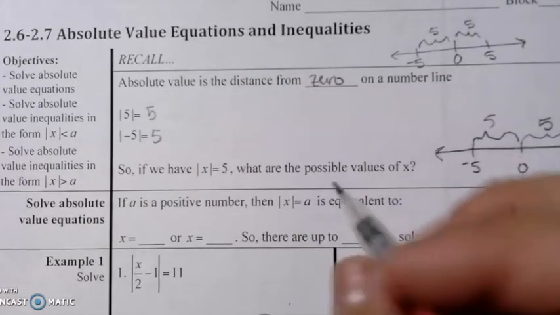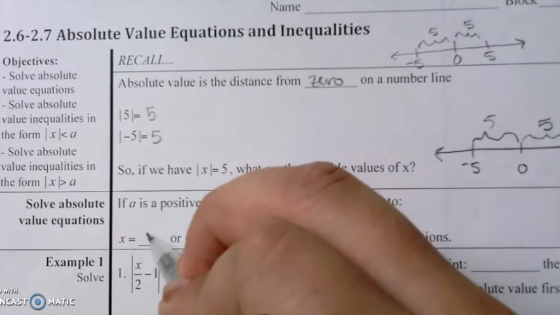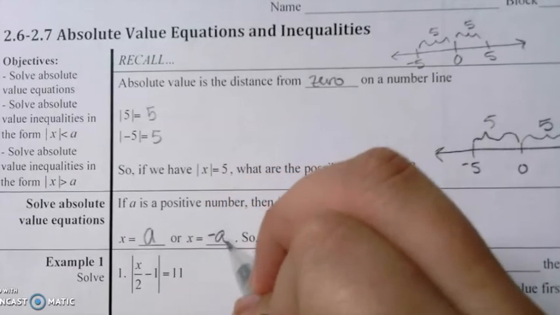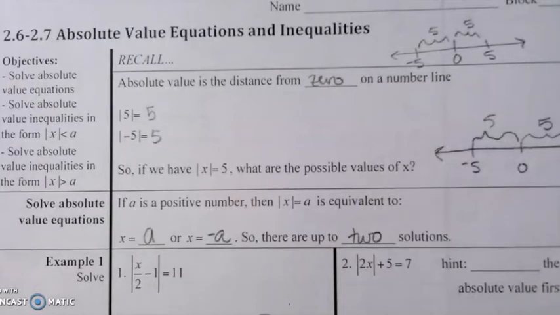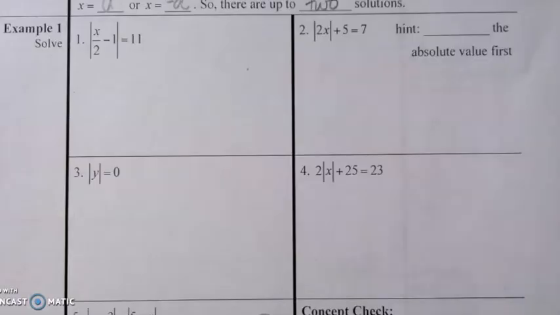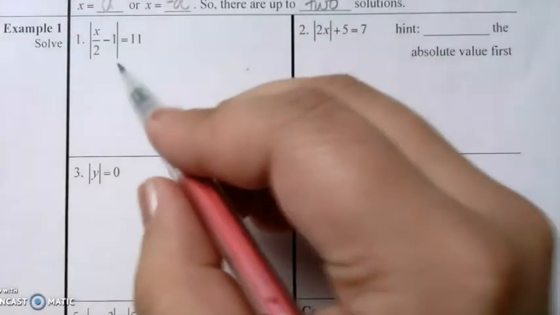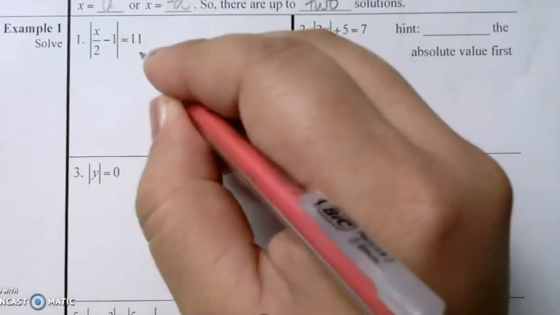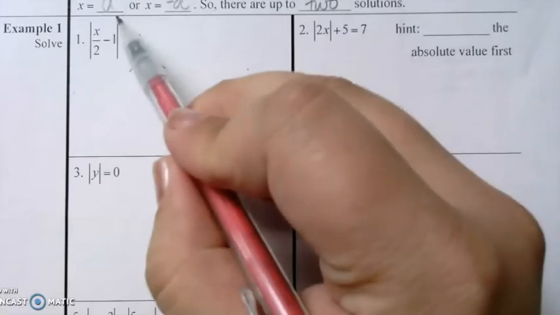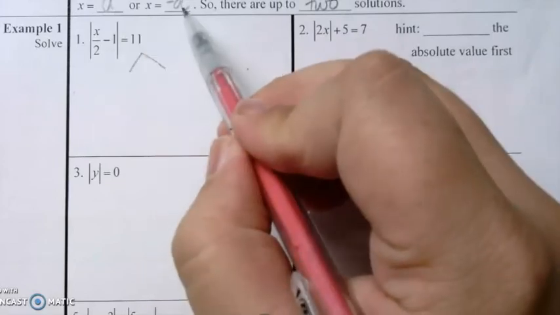So we can generalize that for any value a, x can be a or negative a. So there are always up to 2 solutions. Let's look at some examples. The first step for solving these absolute value equations is to make sure that the absolute value is by itself, and then we split it into its 2 cases. The 2 cases are with a positive or a negative solution.